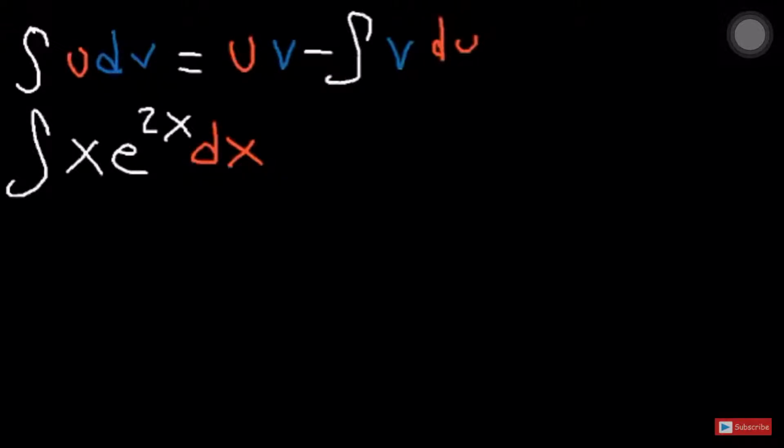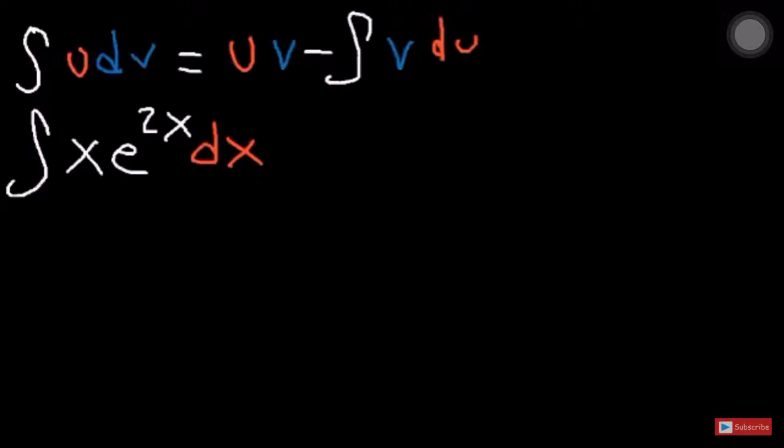Now, if you integrate e to the 2x, that's going to be e to the 2x divided by 2. And if you find the derivative of e to the 2x, it's e to the 2x times 2. No matter what, the e to the 2x is not going to disappear. However, x can disappear. If you make x equal to dv, v is going to be x squared over 2, which is not what we want.